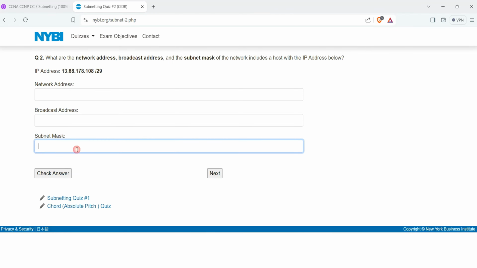Next, slash 20. Look at this, 29. You guys give yourself a minute, write it down, and let's see what you get. All right, let's see. We'll continue in a moment.